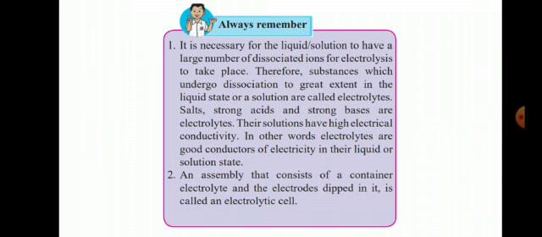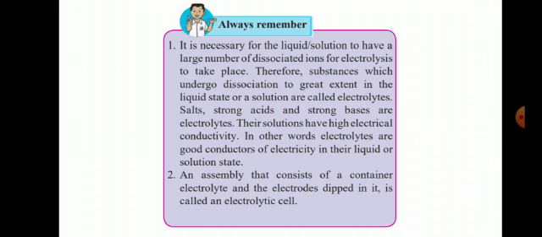It is necessary for the liquid solution to have large number of dissociated ions for electrolysis to take place. Therefore, substances which undergo dissociation to great extent in the liquid state or a solution are called electrolytes. Salts, strong acids and strong bases are electrolytes. Their solutions have high electrical conductivity. In other words, electrolytes are good conductors of electricity in their liquid or solution state. An assembly that consists of a container, electrolyte and the electrodes dipped in it is called an electrolytic cell.